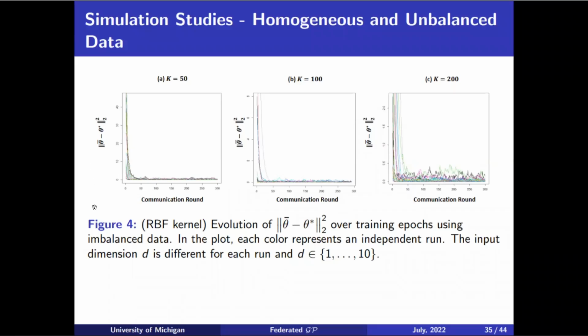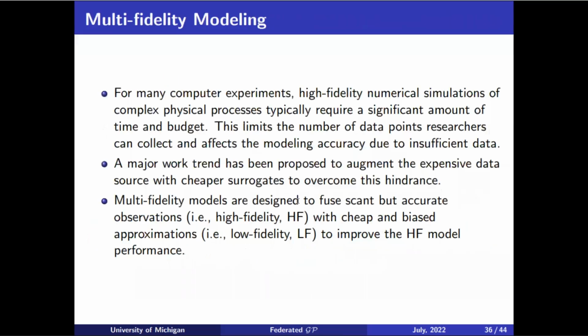Again, from this plot, we can see that the estimated global model parameter will converge to the true parameter at a rate of big O(1/T). This further validates our theoretical results on the homogeneous setting. And finally, let me present one real-world study based on multi-fidelity modeling.